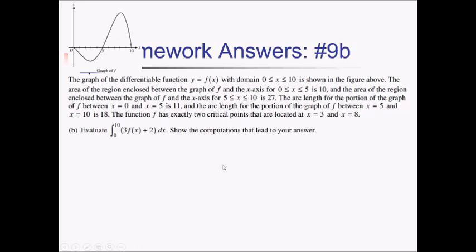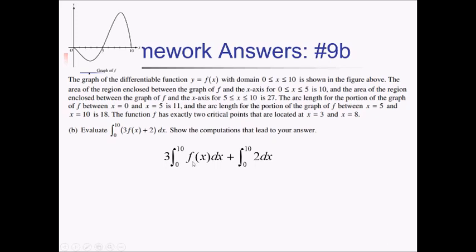On this problem part, they want us to evaluate the integral from 0 to 10 of all this stuff here, and then show our computations. So we're going to use some integral rules to kind of split this up. I can split this into 2 integrals. In the first integral, I have the integral from 0 to 10 of 3 f of x, and I can pull that 3 out to be kind of a constant multiplier outside the integral if I want to. In the second integral, now we're adding these together, we have the integral from 0 to 10 of just 2 dx. All right, let's take these one at a time.